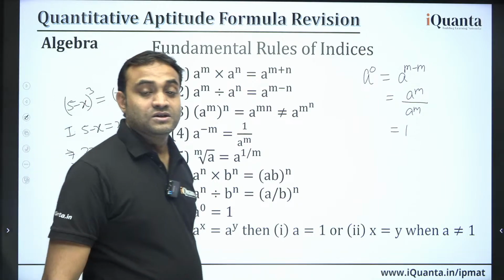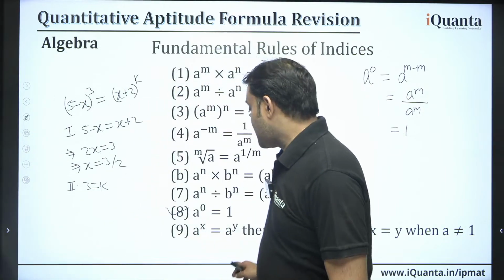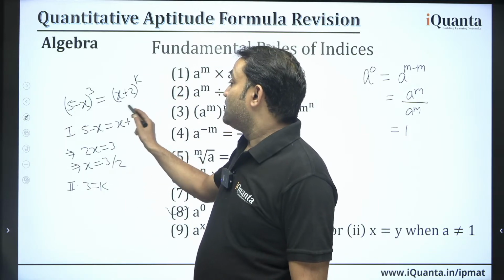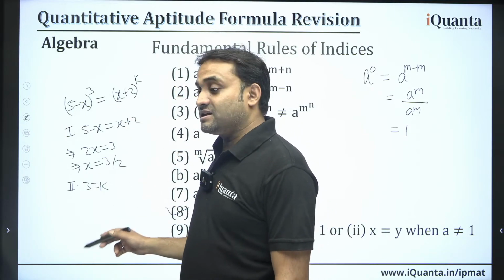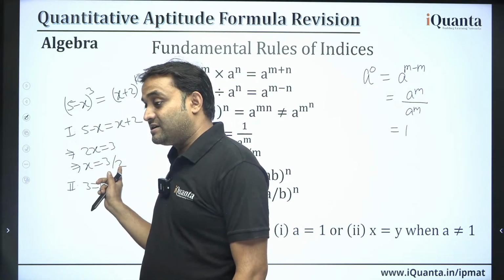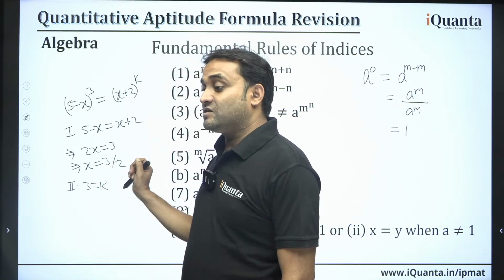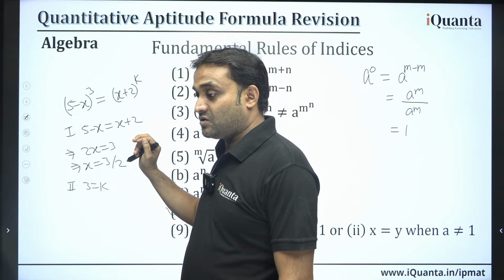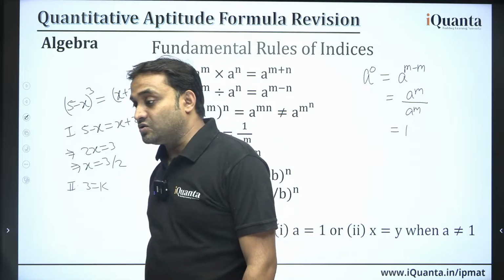All right. So this is what we need to understand, that if a to the power x is equal to a to the power y, then either a is 1 or the exponents match. Now if this base is not 1, then in that case this should be equal to this. All right, k should be equal to 3.